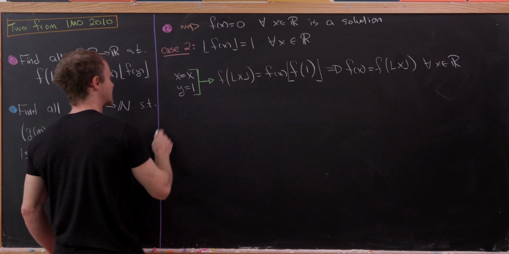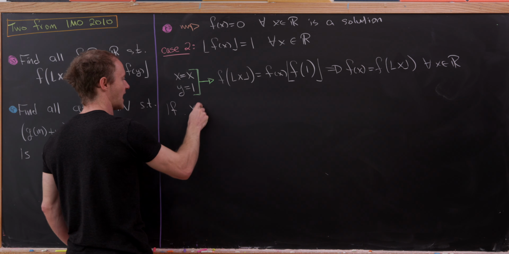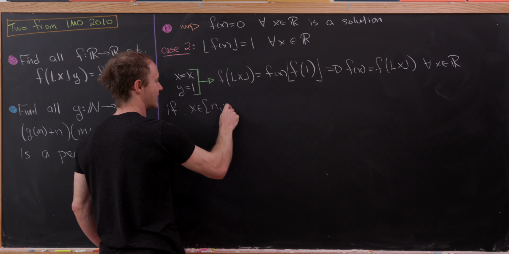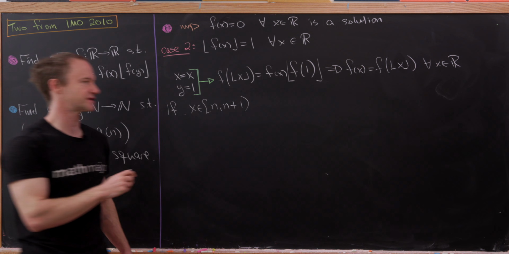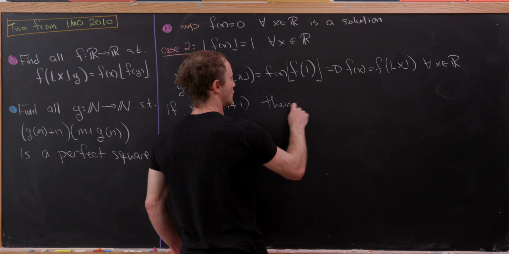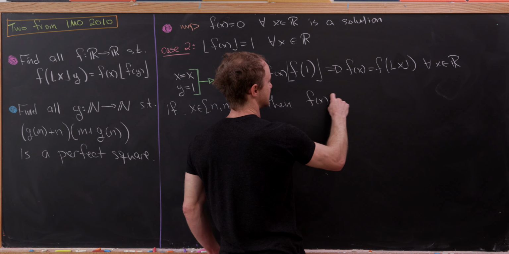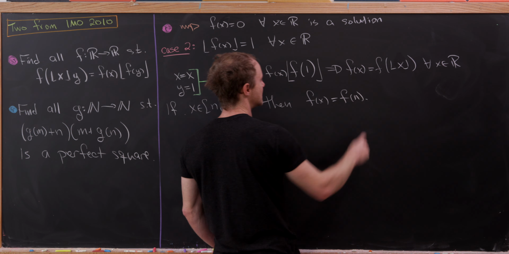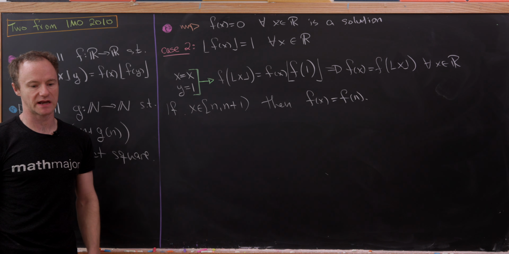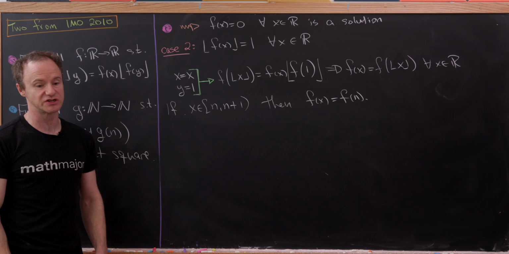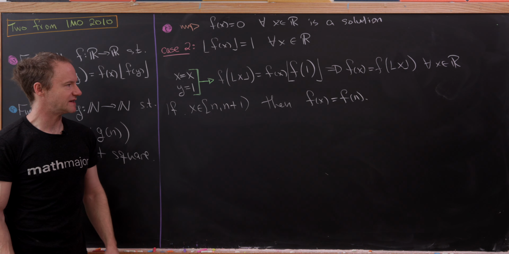Okay, so now what can we get out of that? Well, that means that if x is on this half open interval between integers from n to n plus 1, then we know that f of x is equal to f of n. So if we can determine the value that f takes on integers, then we're in fact good to go. So let's see how we might do that.